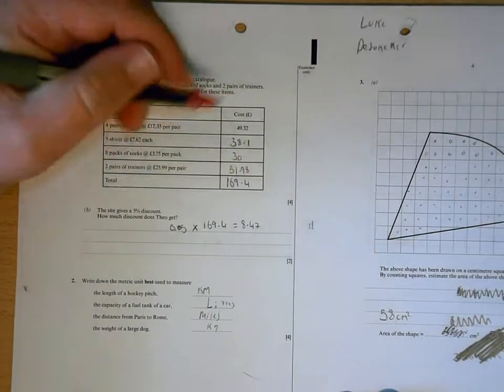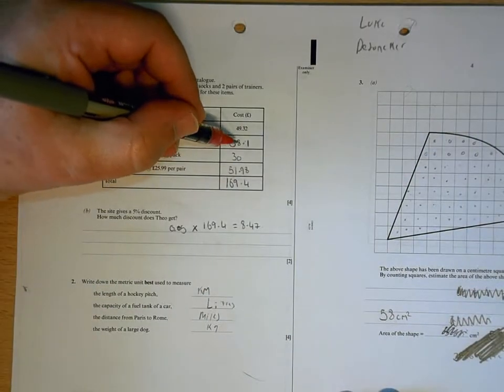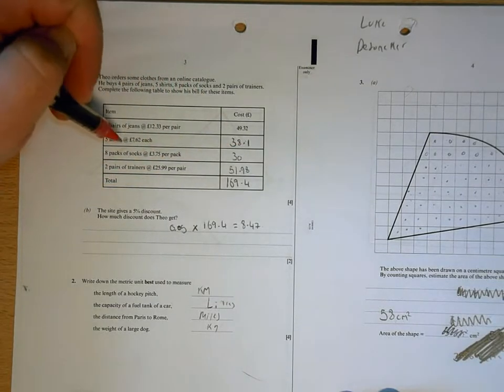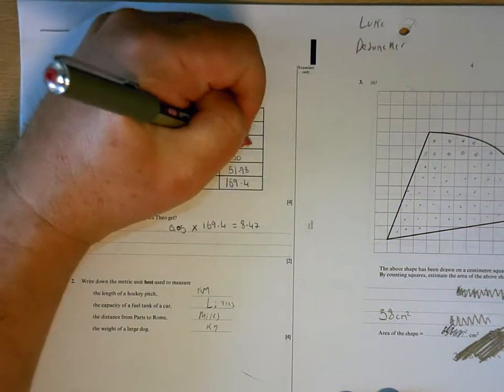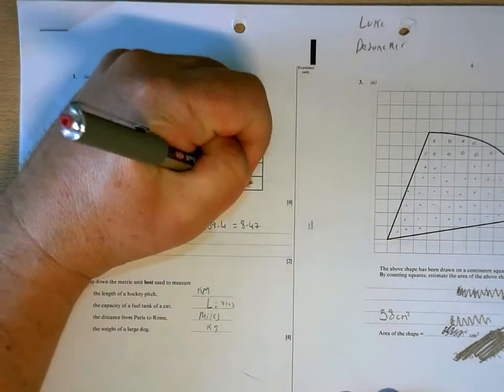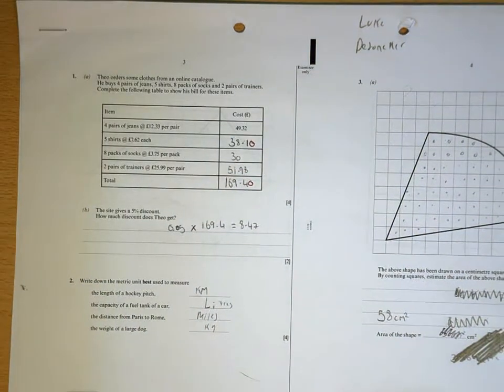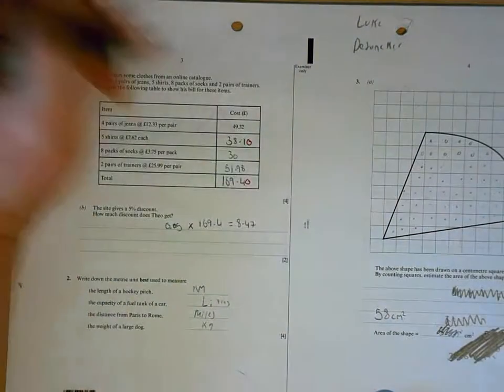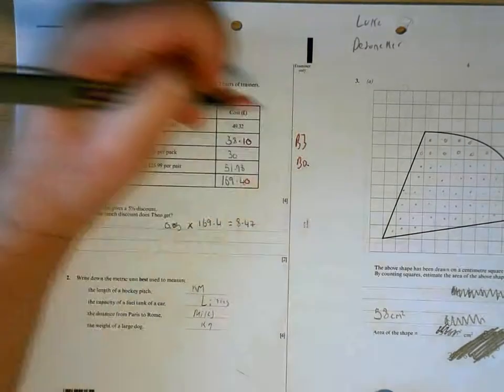Right, on your calculator, the calculator will give you an answer of 38.1, but you know that you're dealing with money here, so you should know that you need to add a 0 to make it 2 decimal places. So you're going to lose a mark because you haven't done that.